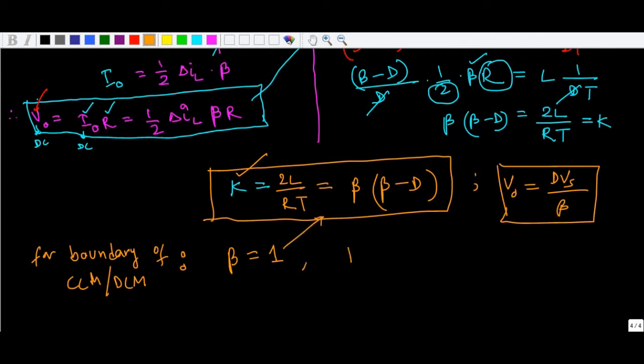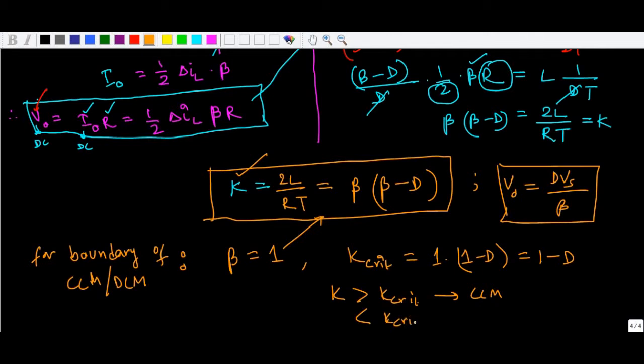We will get the critical value of k equal to 1 minus d, which we have already derived earlier. Now, if my k is more than the critical value of k, then we have CCM. If it is less than the critical value of k, then we will have DCM. In case of CCM, we have V output equal to d times Vs, and in case of DCM, we have V output equal to d times Vs divided by beta.